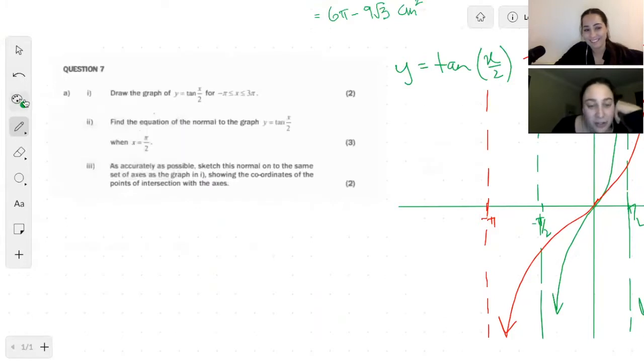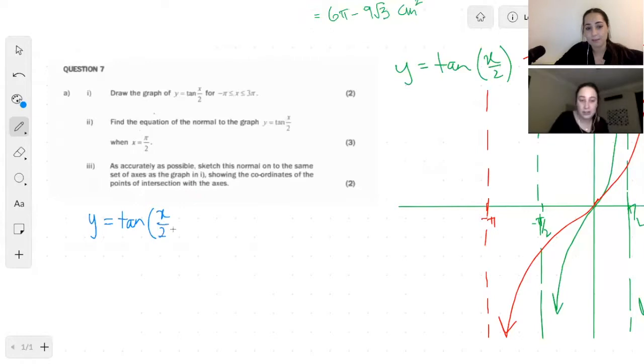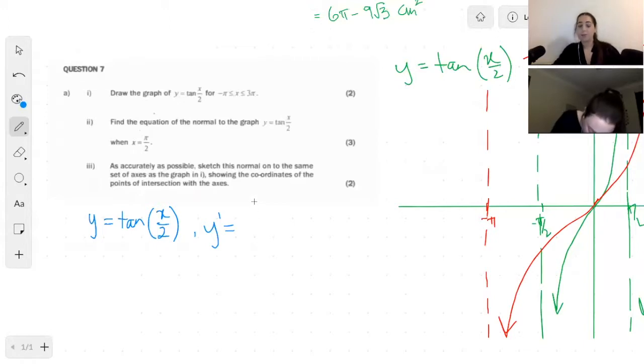Find the equation of the normal to the graph y equals tan x on 2. So we have to do the derivative. So y dash is equal to, what is tan the derivative of? Sec squared. So that's 2 sec squared x on 2. So you said 2 sec squared x. Now the coefficient of x is half, not 2. It's 1/2.